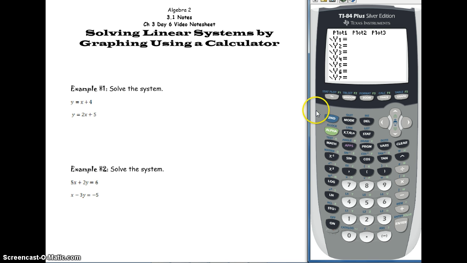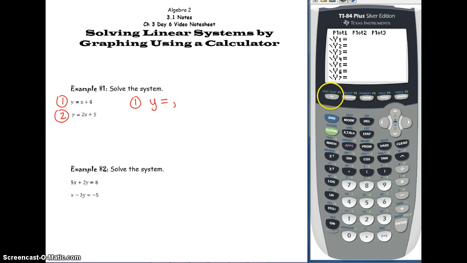What I want you to do now is look at the equations they're giving us. It says solve the system, and they give us y equals x plus 4 and y equals 2x plus 5. One thing we know is these are already in the correct form of a line, so we don't have to do anything other than put them into the calculator. First, go to y equals. You do want to make sure that everything is clear.